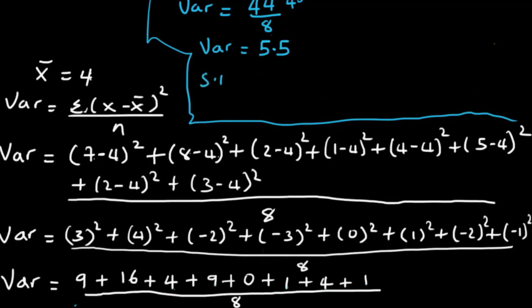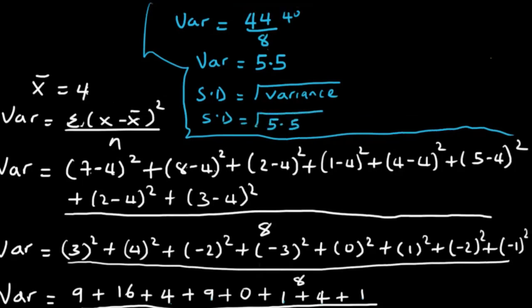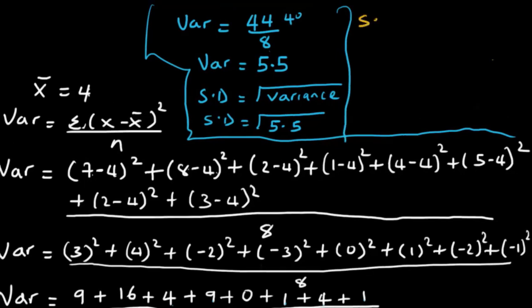Remember, standard deviation equals to square root of variance. So standard deviation equals to square root of 5.5. So we have standard deviation equals to approximately 2.35. And here's our answer.